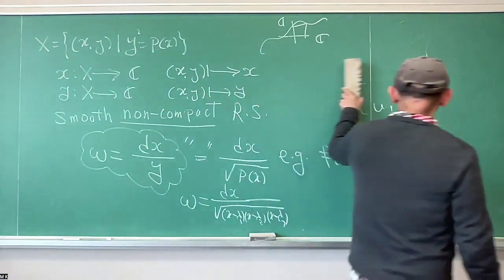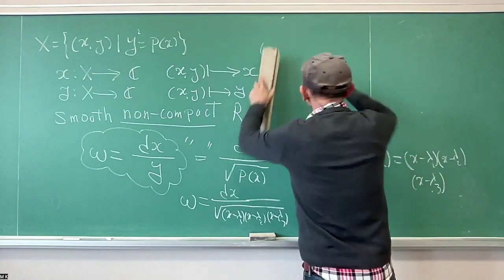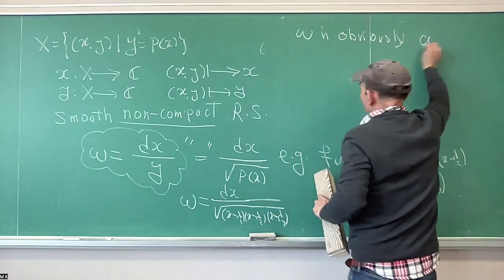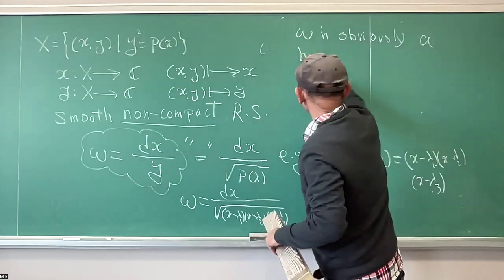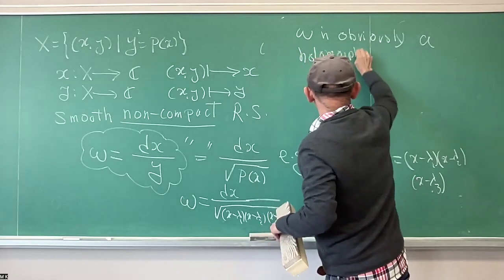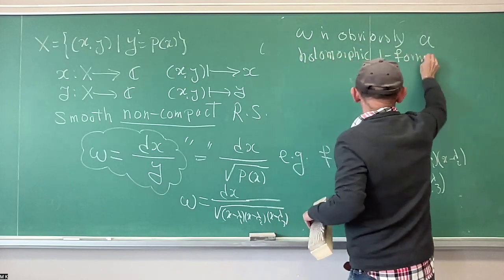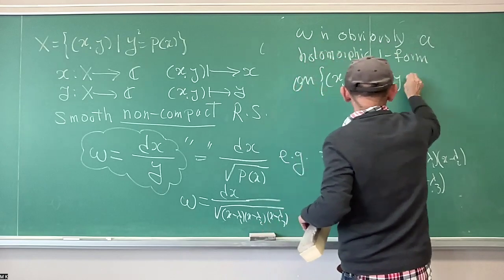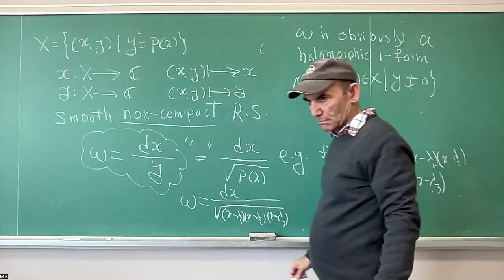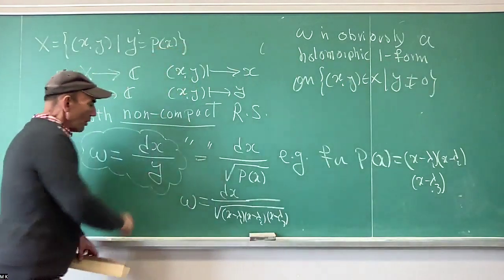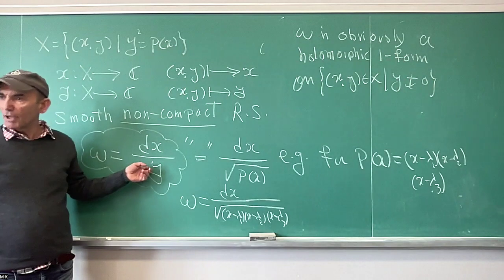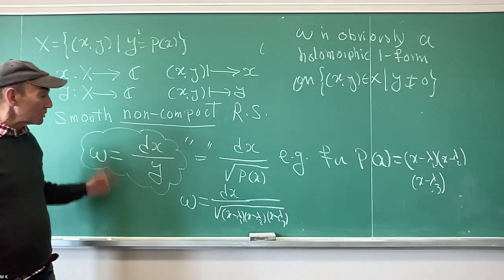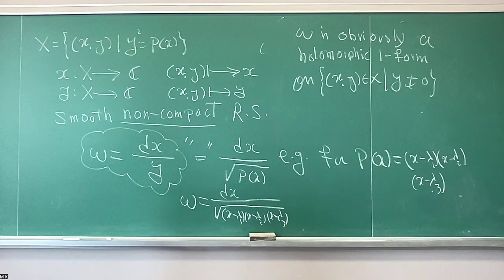So omega is, this is completely trivial to see, omega is obviously a holomorphic one form on the set of all (x, y) belonging to X such that y is different from 0, because we are dividing by y. If you're not in the zero locus of y, the function is well defined, it's holomorphic. The inverse of a holomorphic function is holomorphic. But now the task here is to show that this actually extends to a holomorphic function to those points.